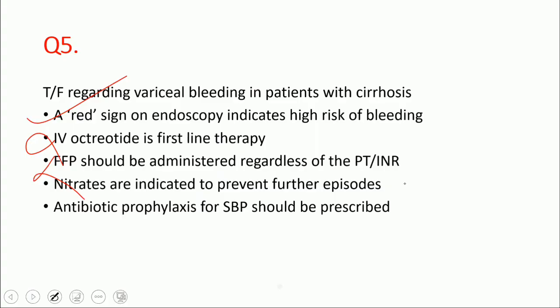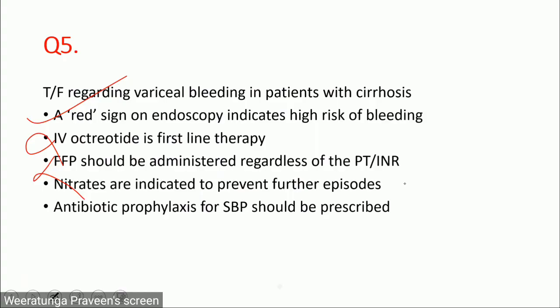So once you have treated your patient medically or done an endoscopy or whatever it is, you have to think of preventing further episodes of bleeding, right? So now what you're trying to do is prevent further episodes of bleeding. How do you prevent further episodes? You can do it medically by giving them beta blockers, right?